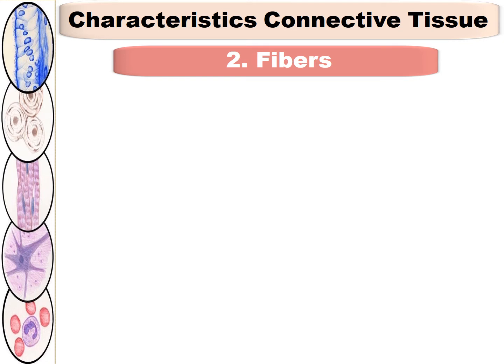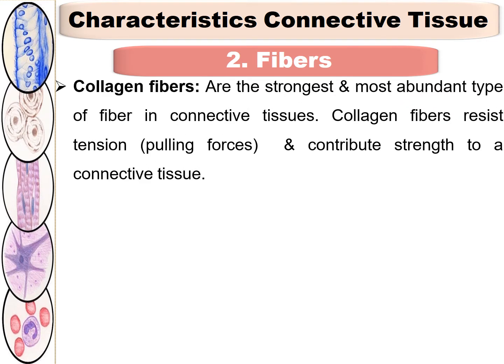Then the second structural element of connective tissue is the fibers. Mainly, there are three types of fibers present in connective tissues. The first one is the collagen fibers. Collagen fibers are the strongest and most abundant type of fiber in connective tissues. Collagen fibers resist tension, meaning pulling forces, and contribute strength to a connective tissue.